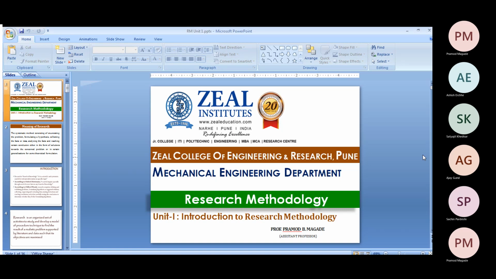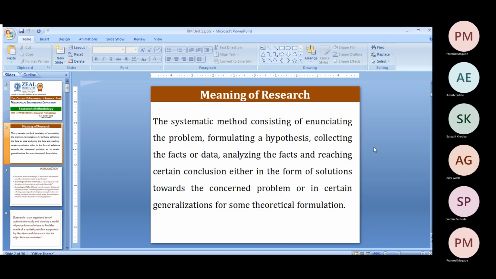Now, second thing: basically, what is research? From the point of view of theoretical nature, I'll read what I have mentioned, whichever I have already explained. The systematic method consisting of enunciating the problem, finding the problem, formulating a hypothesis. Hypothesis means, can anyone tell me what hypothesis means?